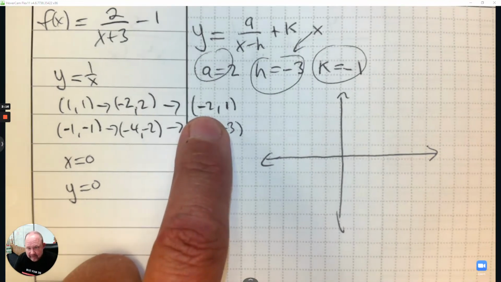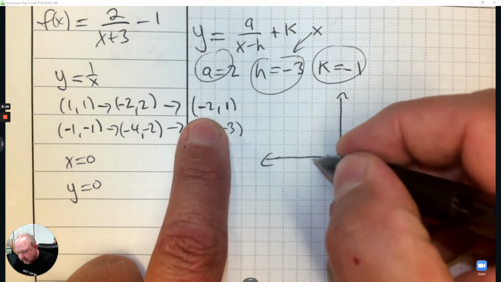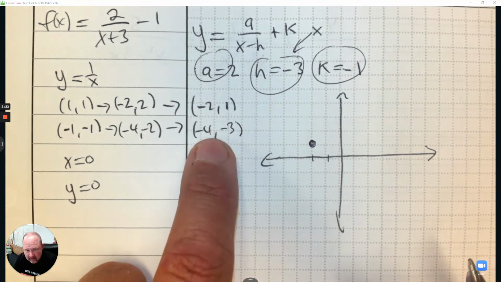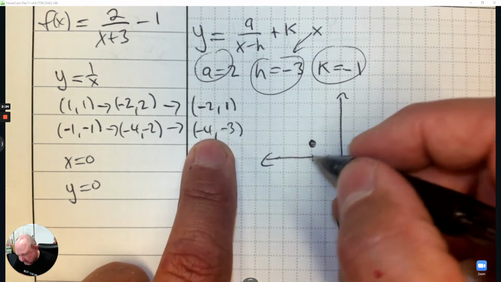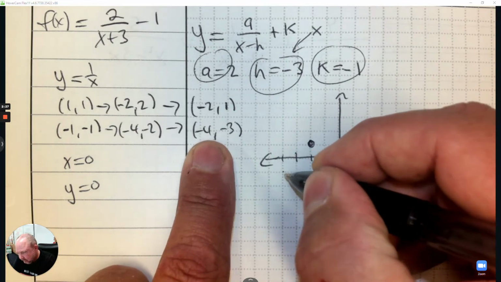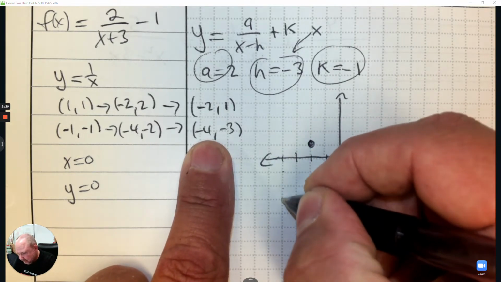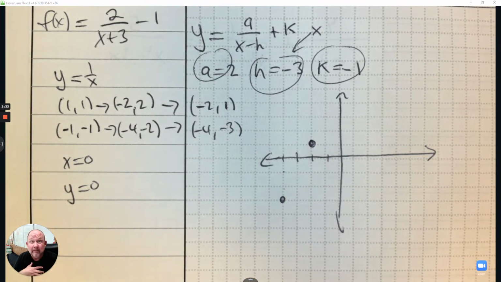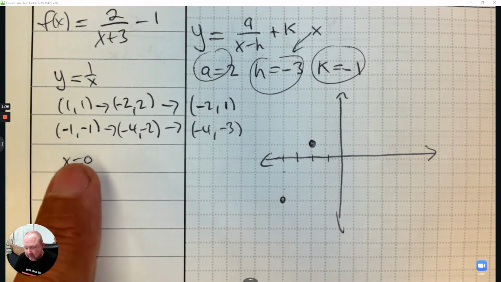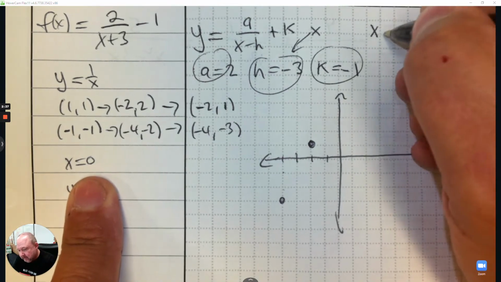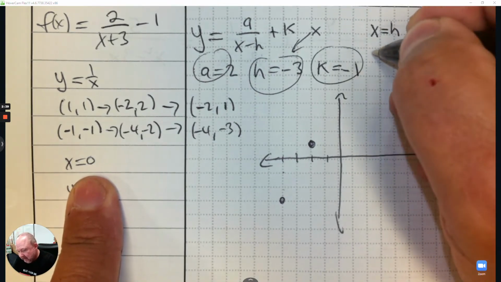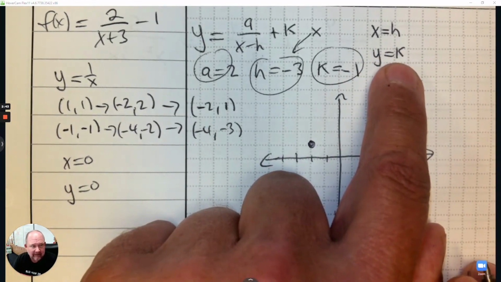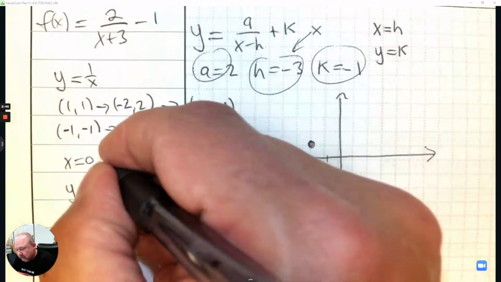So on this graph, I'm going to put negative 2, 1. On this graph, I'm going to plot negative 4, negative 3. So I have negative 4, negative 3. Now, what I'm missing are the asymptotes. Now, for the asymptotes, the vertical asymptote is always the h value, and the horizontal asymptote is always the k value. So these are going to change.